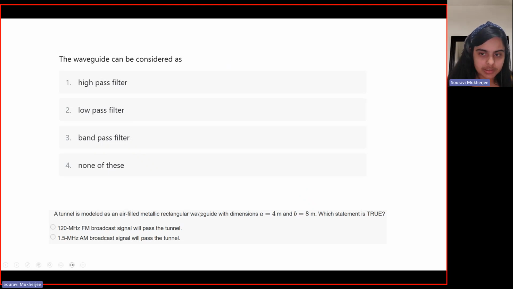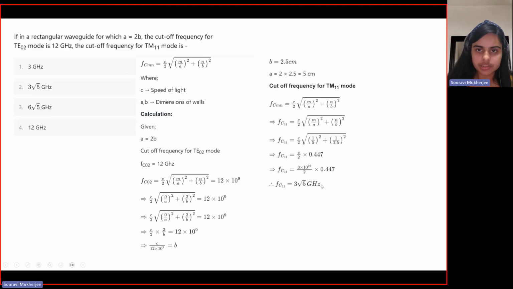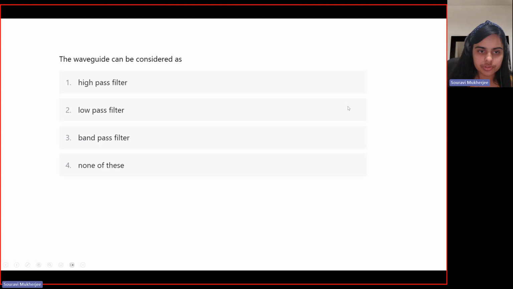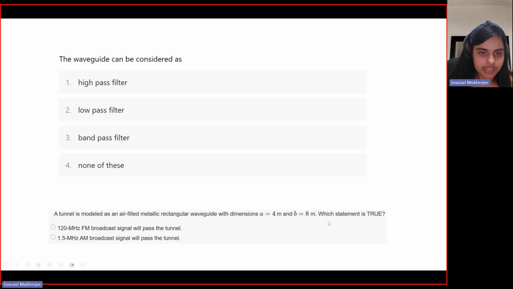So that means what you can do is you can try to find the lowest cutoff frequency for this case. So if you find the lowest cutoff frequency for this case, making use of this relation, that means you know that anything below that will not be propagated. So you would see that out of this, maybe this one will be below the cutoff. So then this might not propagate. If it is below the cutoff, it will not propagate. If the frequency is above the cutoff, then it will propagate. So in this kind of questions, you have to find the lowest cutoff frequency.